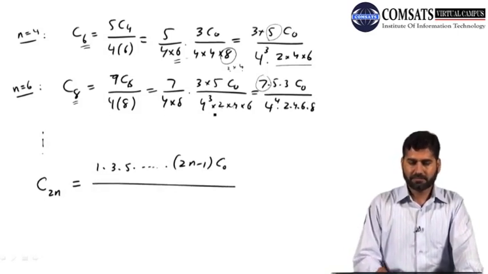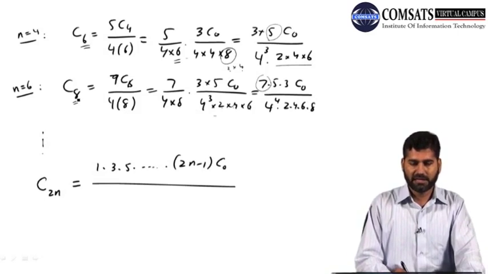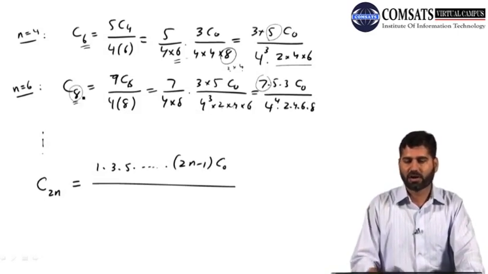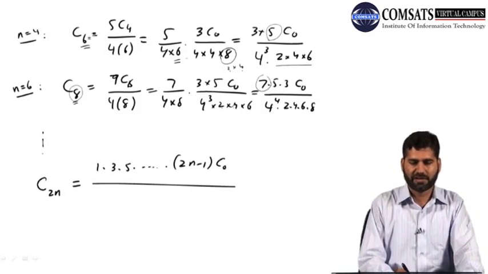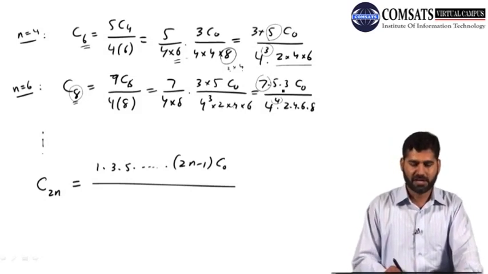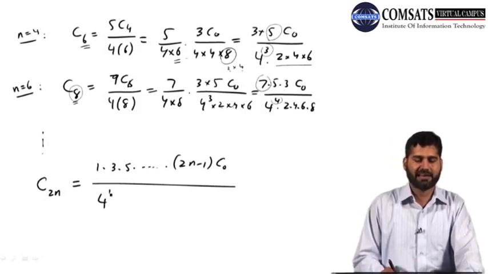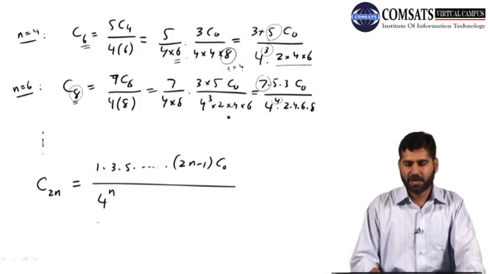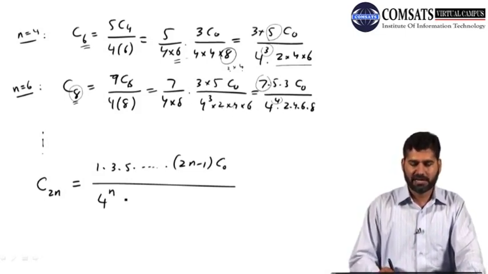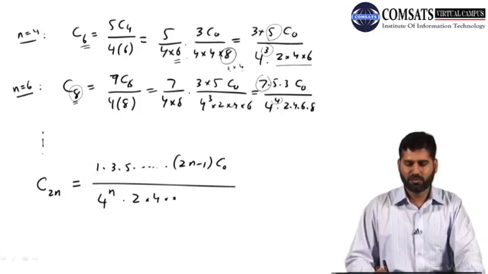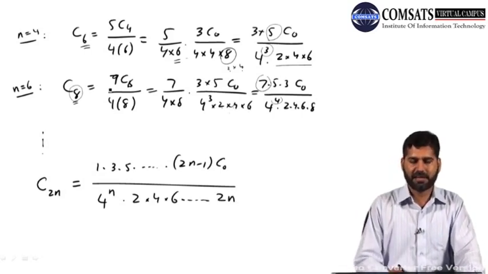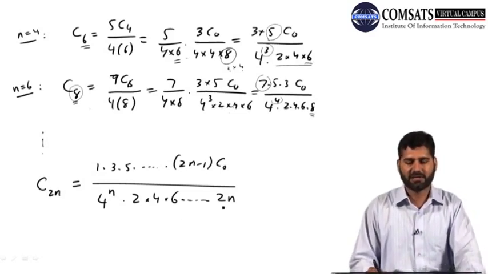Divided by, now here 2n, it means n is 4 and you got 4 square. So it's half of it. For 6 you are getting 3. For 8 you are getting 4. Half of it. So for 2n you will be getting n. Half of 2n is n. And then 2, 4, 6, 8 and so on up to 2n. Because this is the same. For 6 it is 6. For 8 it is 8. So for 2n it is 2n.